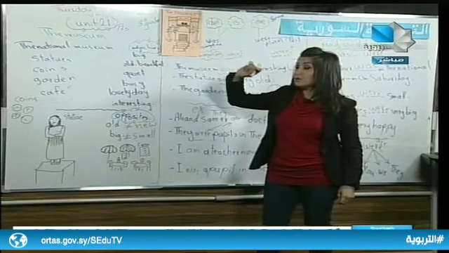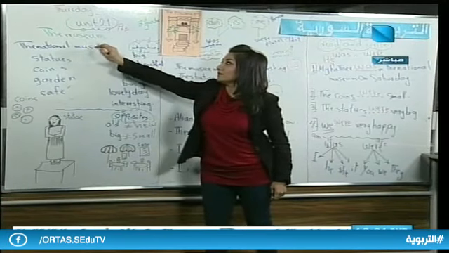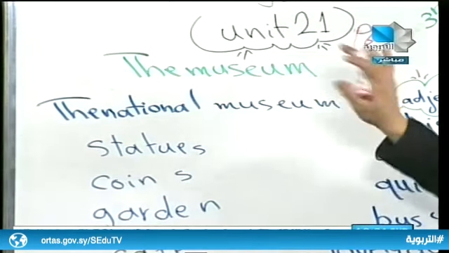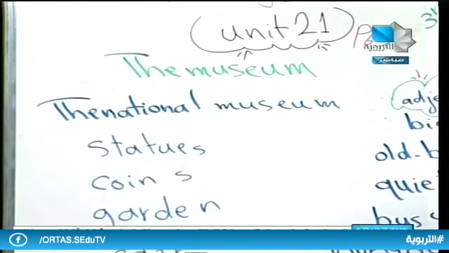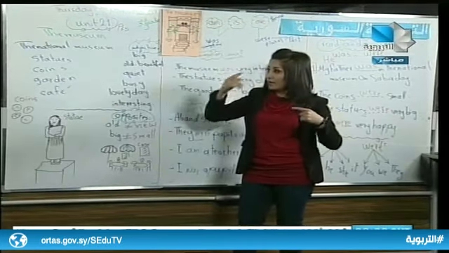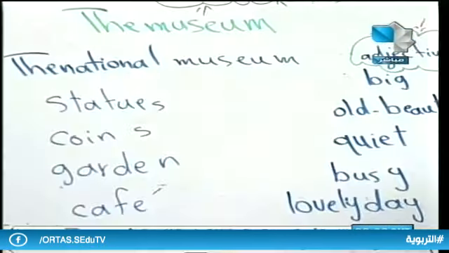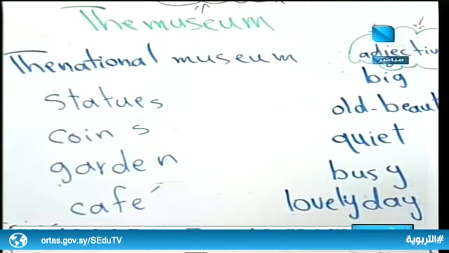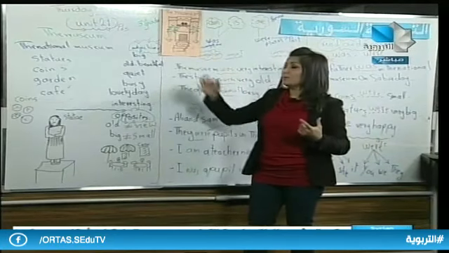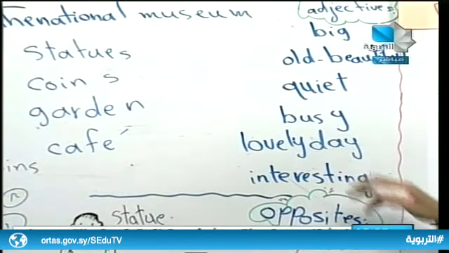I want you to spell museum with me. Museum. M-U-S-E-U-M. Do you like a museum? When you go to the museum, you can find many things, especially old things like statues, coins. And as we said, we can go to the garden to relax. We can go to the cafe to drink coffee or tea. Omar said it was a lovely day. It was a lovely day because he went to the museum and he saw the statues, coins, and he went to the garden. It was a lovely day.